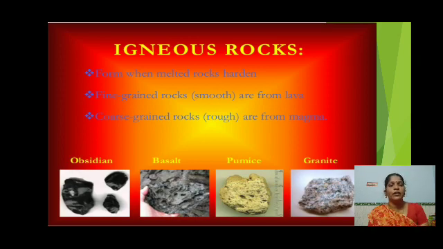So igneous rocks are made up of lava. When the lava starts cooling, it turns into igneous rocks. Examples of igneous rocks are obsidian, basalt, pumice and granite.